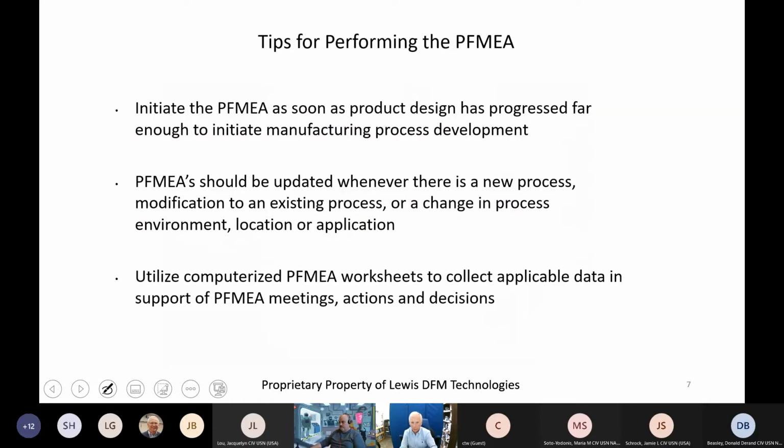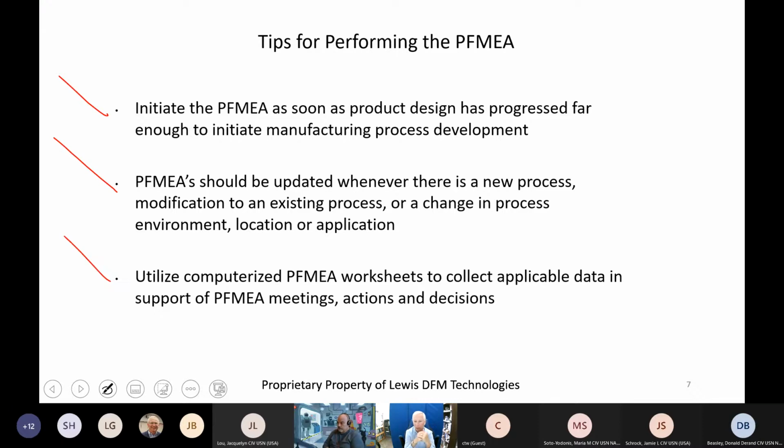Some tips for performing the PFMEA: initiate it as soon as possible. I already mentioned that. I'm not going to repeat that. It's extremely important. PFMEA should be updated whenever there's a new process, a modification to an existing process, or a change in process environment, location, application, training, facility, people. There's a lot of things. It's really very broad, and we'll see that in an upcoming slide.